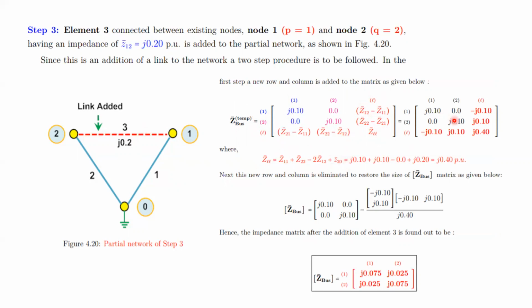So we'll put in the values, and this is a 3 cross 3 matrix, but this is a temporary matrix, Z-bus temp. Next, a new row and column is eliminated. This red column and row is eliminated to restore the size. So using this subtraction formula, we will convert this temporary matrix into the new matrix, which is in 2 cross 2 form. So we see that there are two branches and one link.